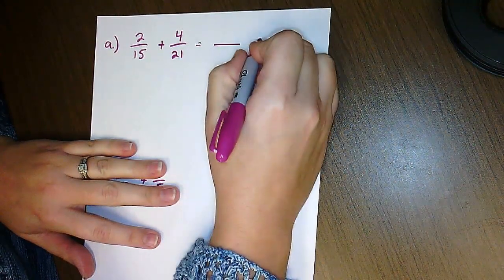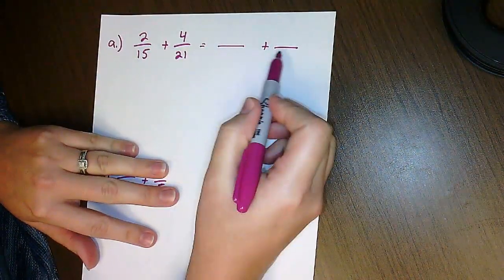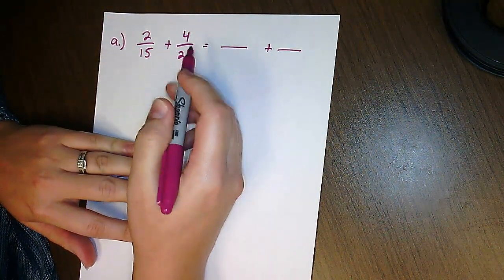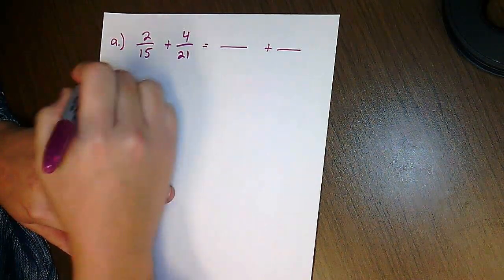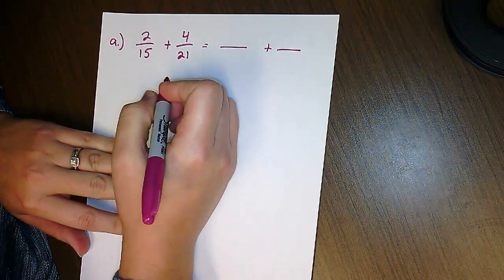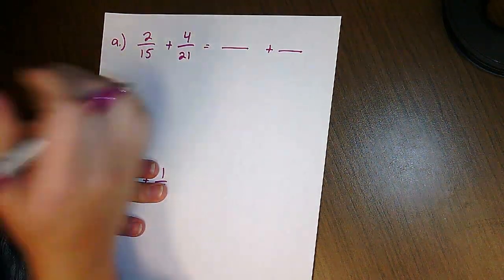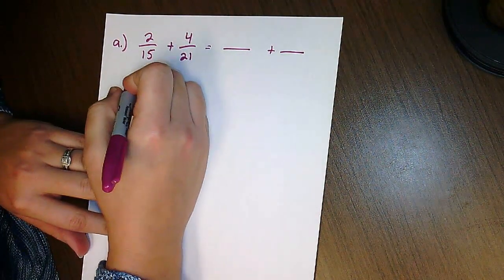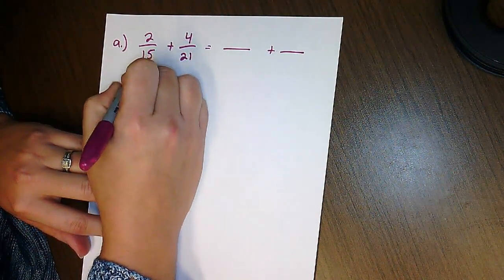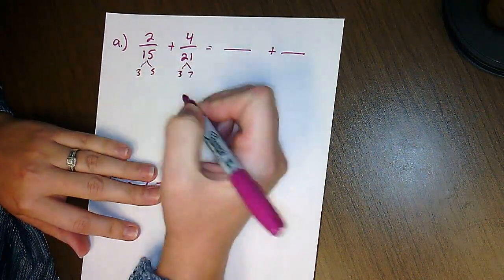So I'm going to go ahead and set this up here. I've got to find a number that's divisible by both 15 and 21. So let's think about finding the LCM between 15 and 21. It's been a bit, right? So I like to just break those down. I know 15 is 3 times 5, and I know 21 is 3 times 7.